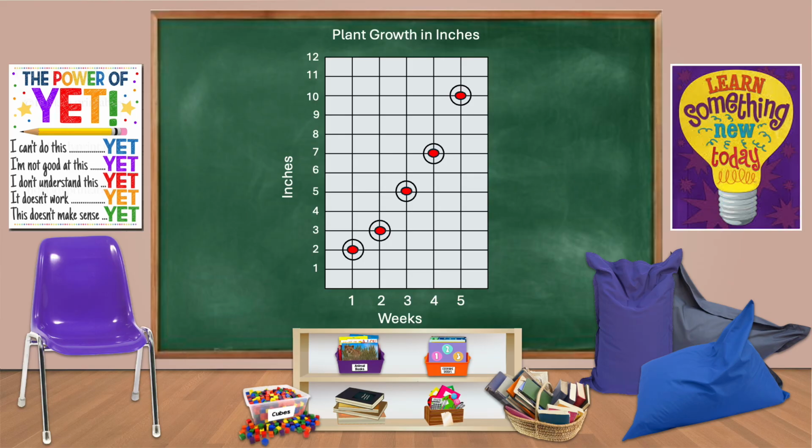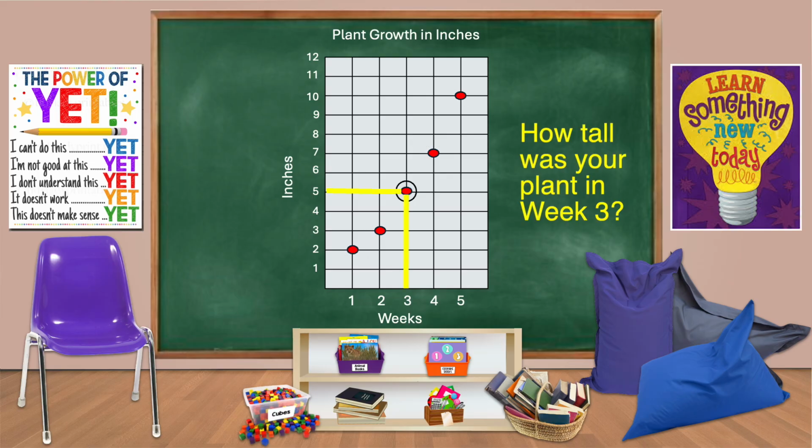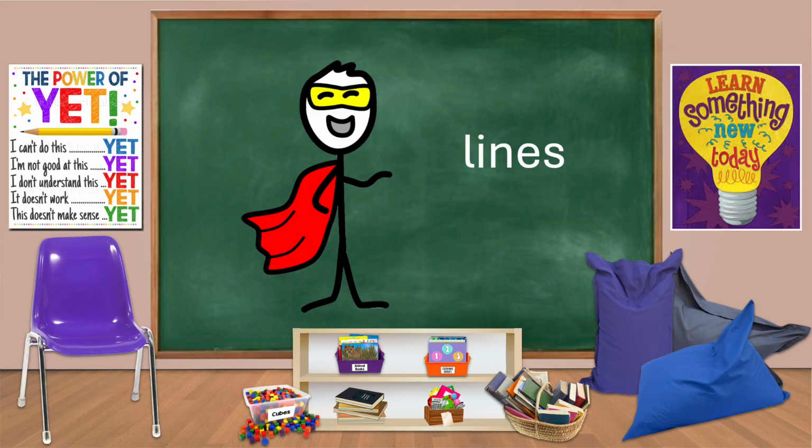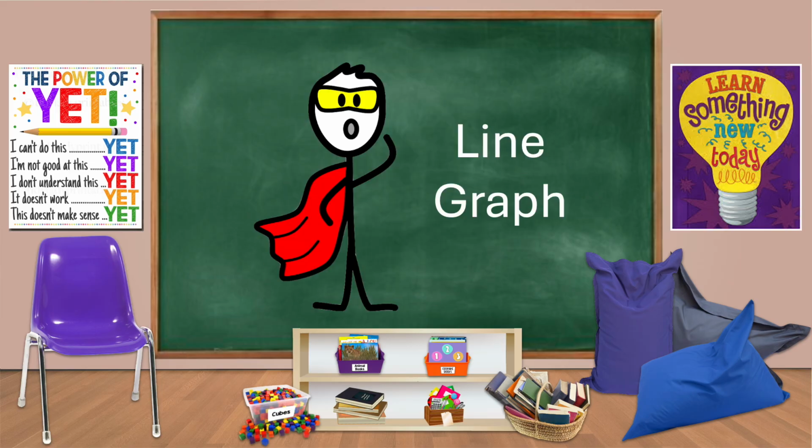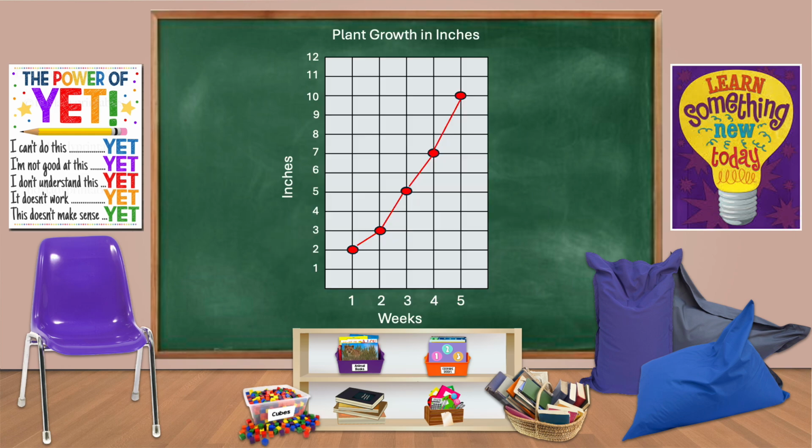Points. Each point shows information for one moment in time. For example, how tall was your plant in week 3? Lines. The points are connected by lines. That's why it's called a line graph. The line helps you see how things change from one point in time to the next.